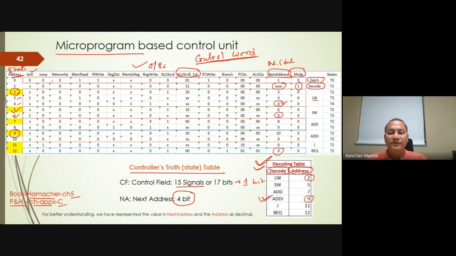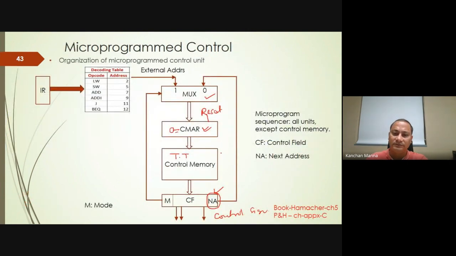So we'll first read the fetch control word, and in that you see the next field is 1. That means after fetching that control word, it is saying to fetch the next control word that is stored in location 1. Now after reading that control word, that is for decoding, and the mode field that time is 1. As it is 1, the address would come from this decoding table.